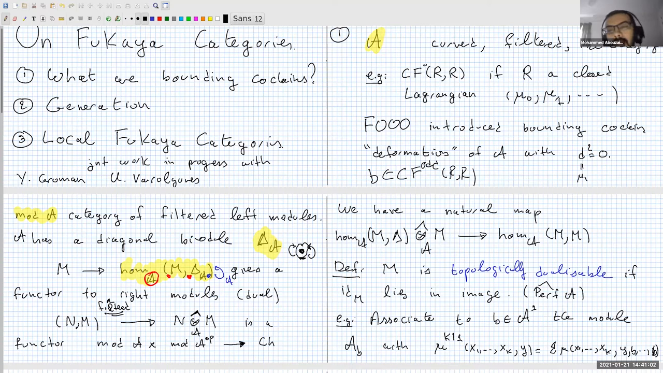Okay. And here, what I want to do is I don't want to take the ordinary tensor product. I want to take the completed tensor product. Okay. This is a functor from left modules times right modules to chain complexes.